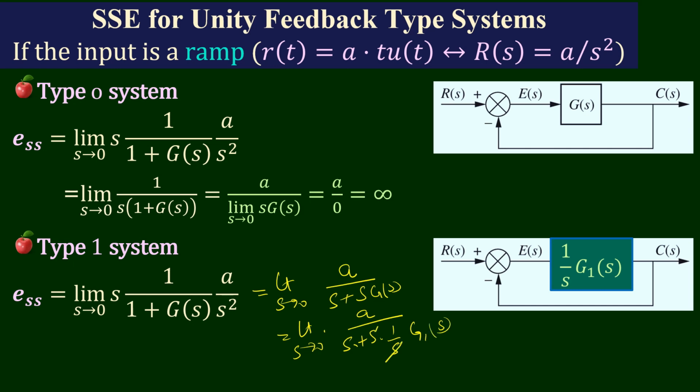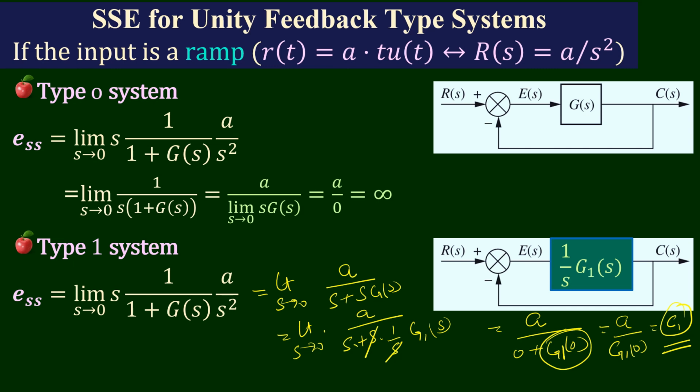So s will cancel with s, and because we are saying that s tends to 0, it will be A upon 0 plus G1(0), and G1(0) will be a constant value. So this means A upon G1(0) will give us something constant value. So there will be a steady state bounded error in this case.